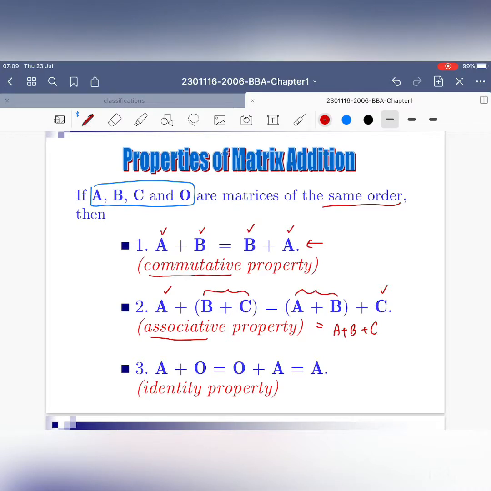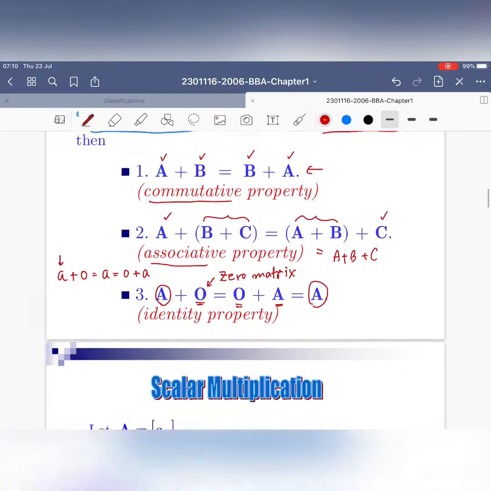And you have the identity. If A is a real number, A plus 0 is A, and it is the same as 0 plus A. So it means that if you have a 0 matrix, and your A is added to 0, it is the same as the 0 matrix plus A, and you get back A itself. So this one is the so-called identity.